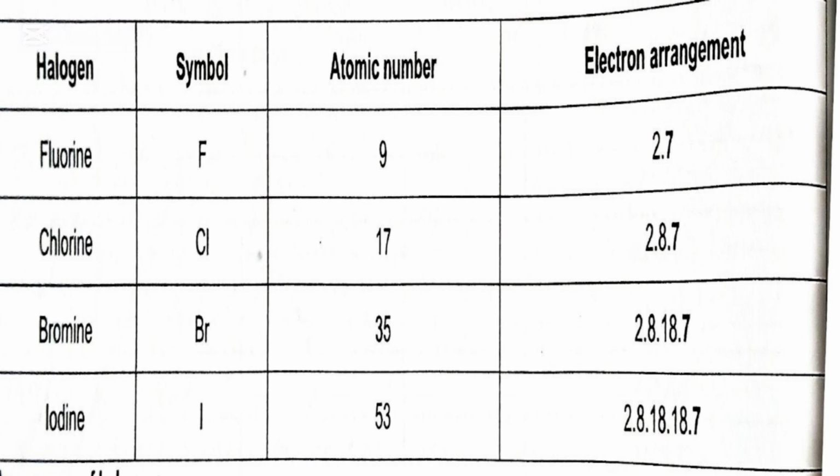2.8.7. Then we go to bromine, which is following chlorine, with a symbol of Br, an atomic number of 35, electron arrangement of 2.8.18.7, and finally we have iodine, which has a chemical symbol of I, capital I, atomic number is 53, and the electron arrangement is 2, 8, 18, 18, then 7.